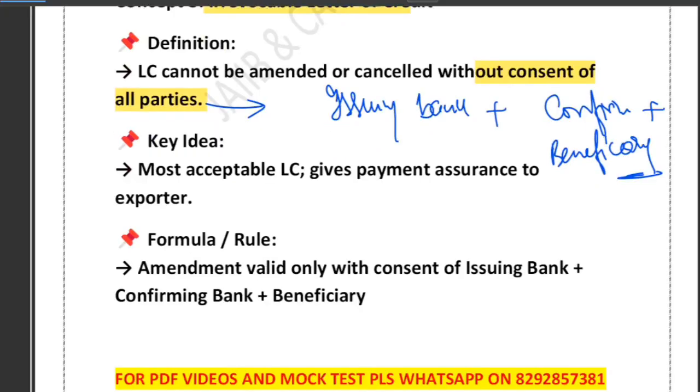Remember the rule: an amendment is valid only with the consent of all the concerned parties. This is a very important thing. Amendment is valid only with the consent of the issuing bank, the confirming bank, and the beneficiary. Because of this, the exporter gets payment assurance, and this is the standard LC used in trade. For example, the exporter ships goods confidently because the LC is irrevocable.